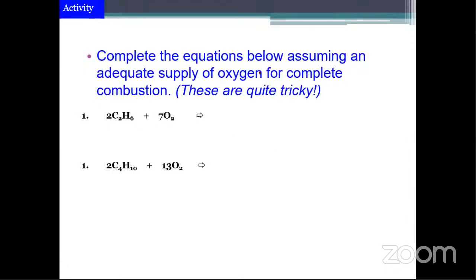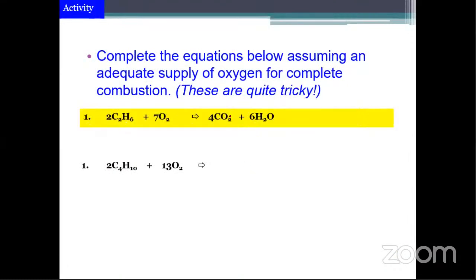So let's look at complete combustion. If you have enough oxygen, you get full carbon dioxide and water. So here we have C2H6, that's ethane, with oxygen, carbon dioxide and water. So let's look at this one, butane, and we have oxygen. So we're going to get carbon dioxide and water.